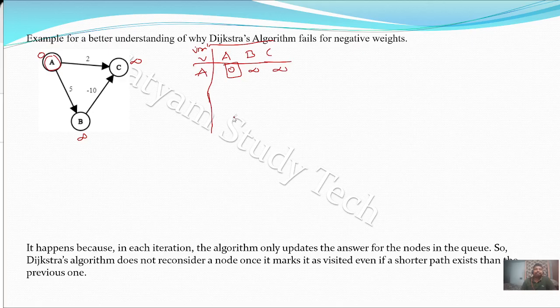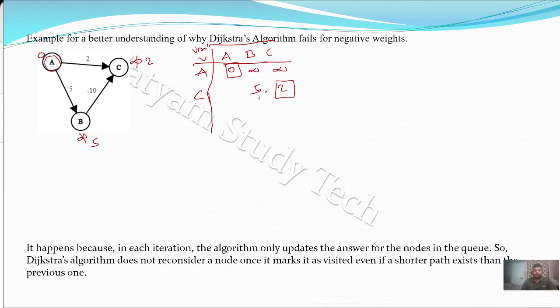Now we can see A to C, so 0 plus 2, 2. Infinity is the maximum, so 2 is the minimum, so we can update it. A to C is 2, and A to B, 0 plus 5, here infinity is there, but 5 is the minimum, so we can update it. So here it is 5. Now we can see which is the minimum. 2 is the minimum, so C is the visited vertex.